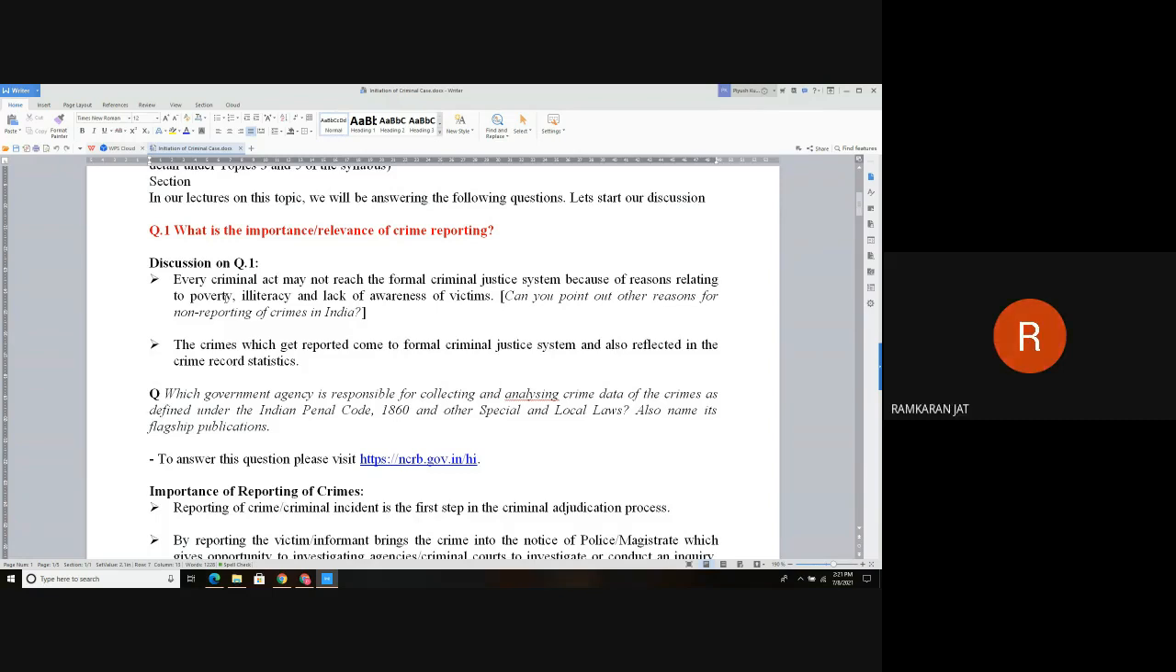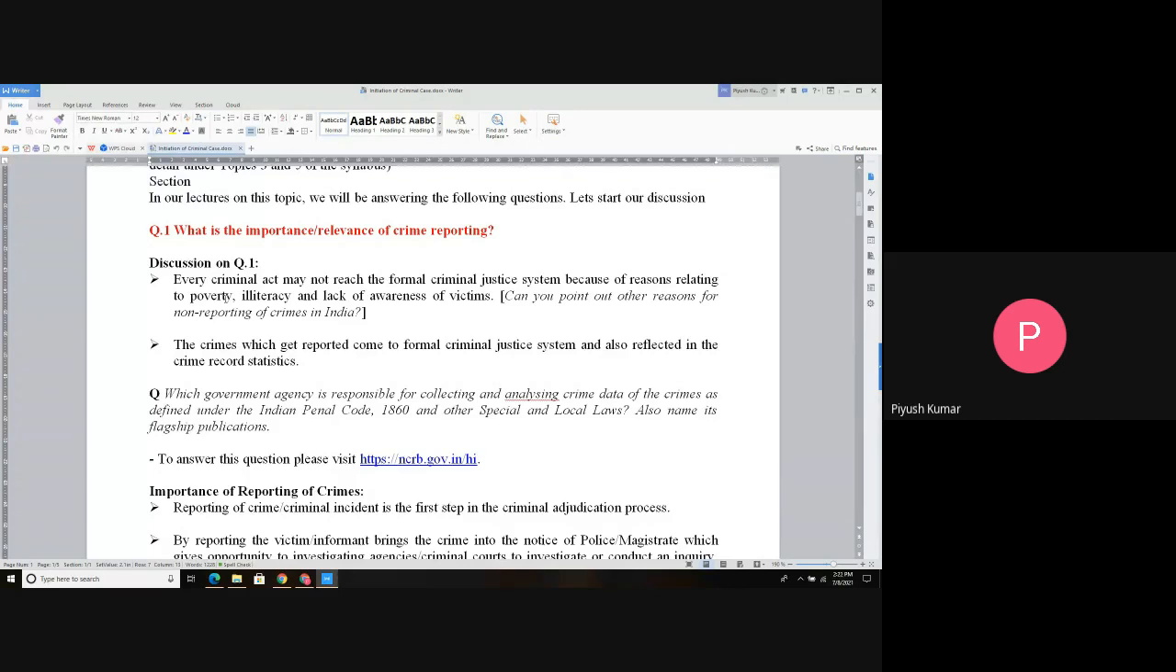So, comparison with previous year. Hanji? The comparison. Comparison means क्या कह रहे हो रामगन, दोबारा बताओ. You can write it on the chat box. Okay?